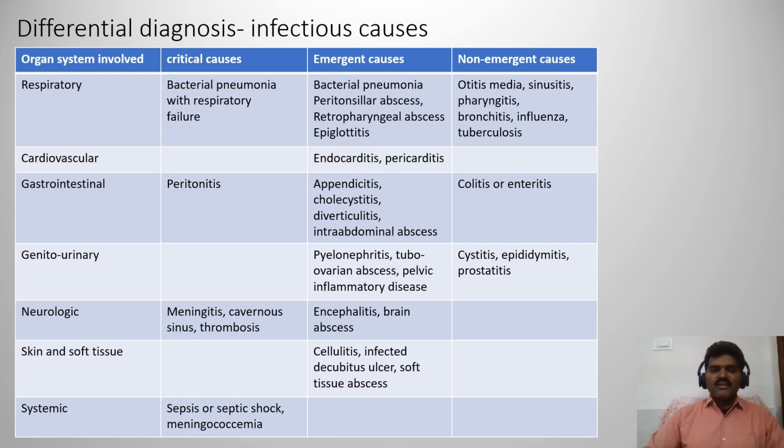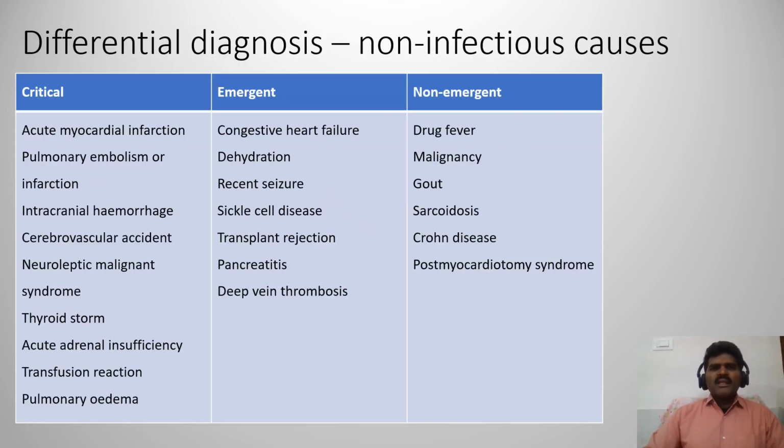So how are you going to approach a patient who is critically ill? Remember, in any critically ill patient, it's not the diagnosis that you are going to concentrate on. It's rapid assessment and stabilization of the patient. So first you take an abbreviated history and perform a focused physical examination without wasting much time. Decide whether the patient is stable or unstable.